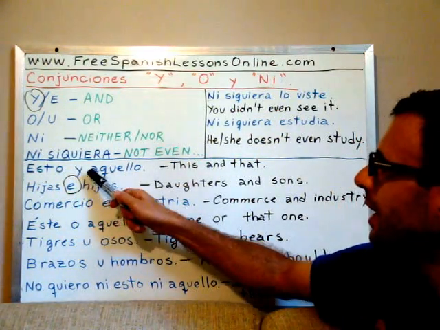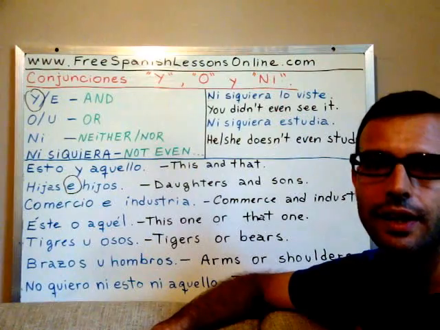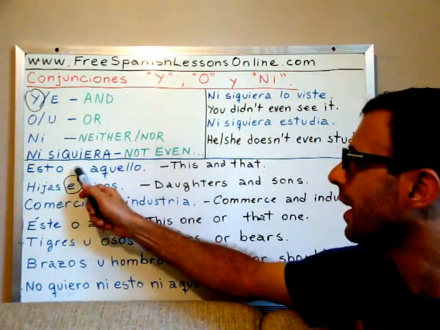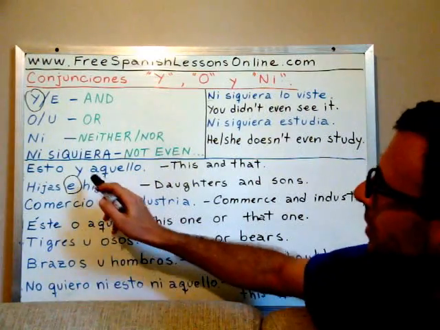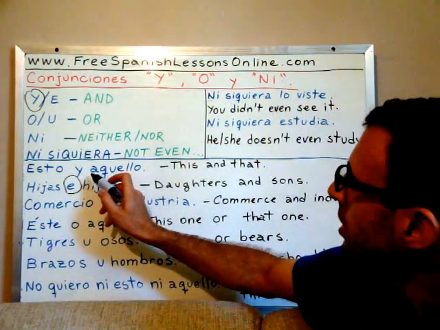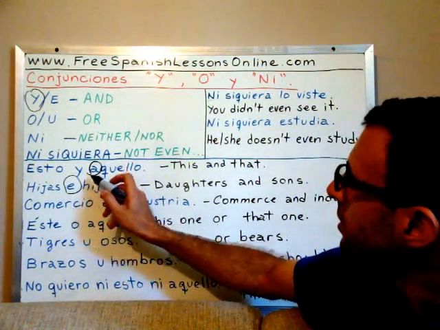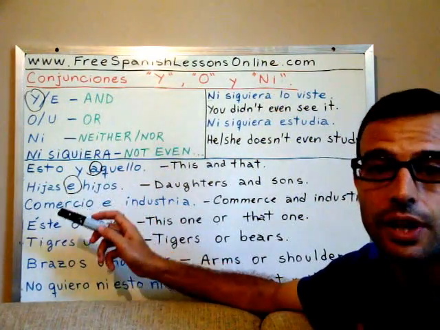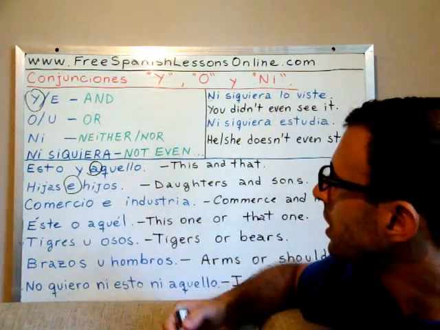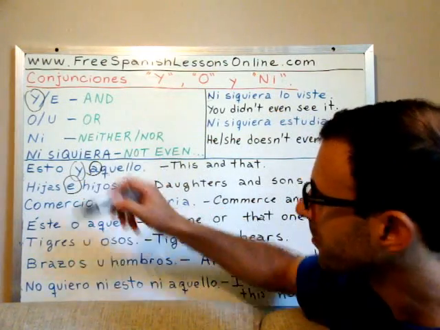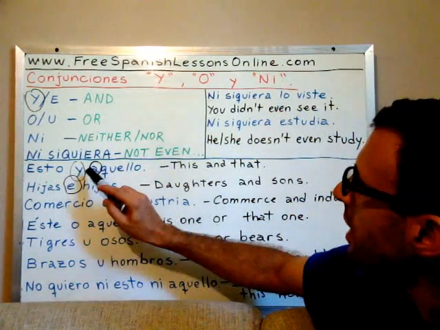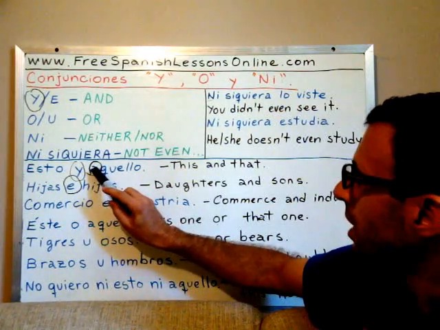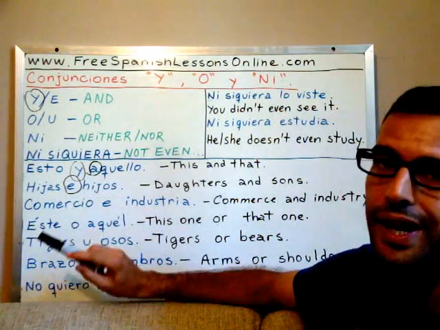Esto y aquello. This means this and that. You can see that since we begin with a letter that is not an I or an HI, then we use the E, right? So for any other letter except I or HI, we will use E for end.